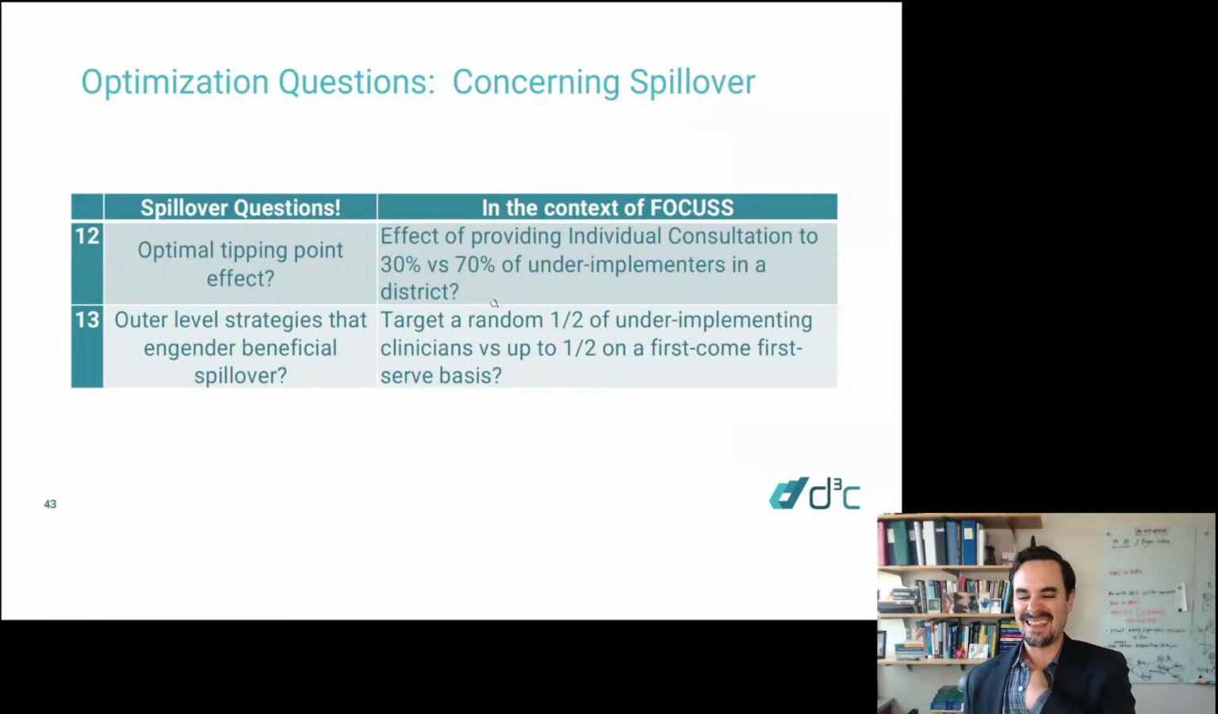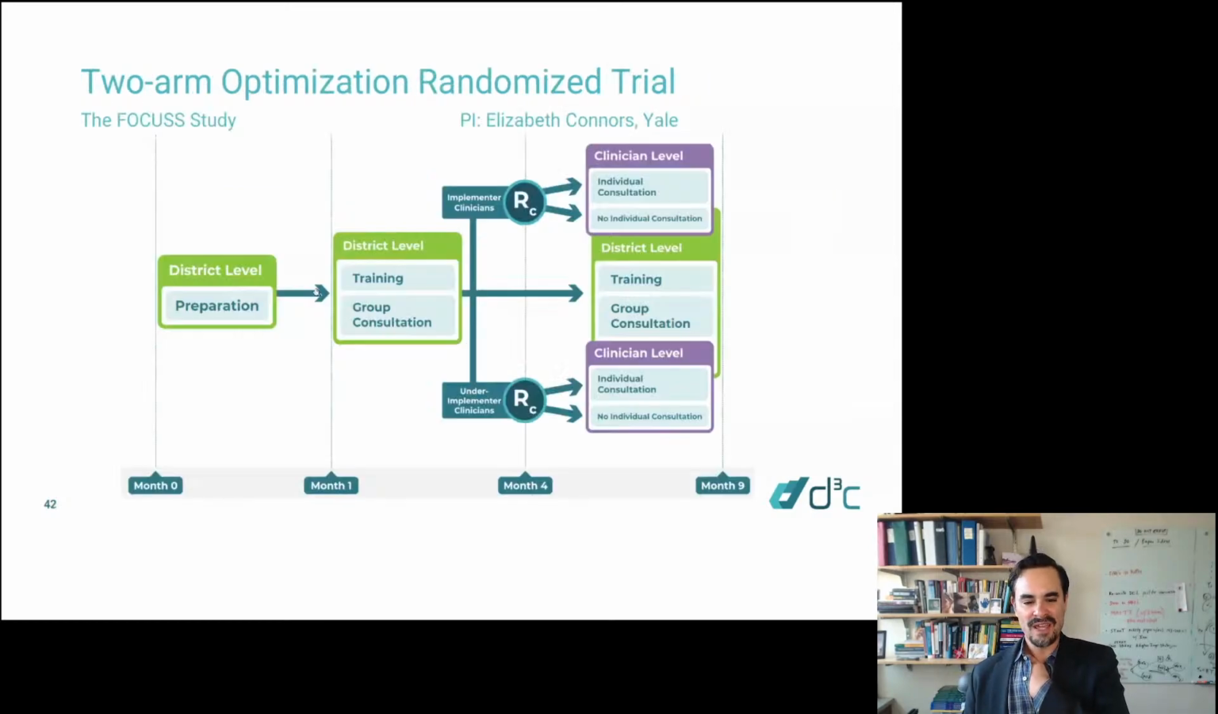But take a look at this. Look how cool this is. You ready? One of her questions could be, is there an optimal tipping point effect? In other words, over here, a decision has to be made by the state of Connecticut or the district in terms of like, how many of those consultants should get individual consultation?